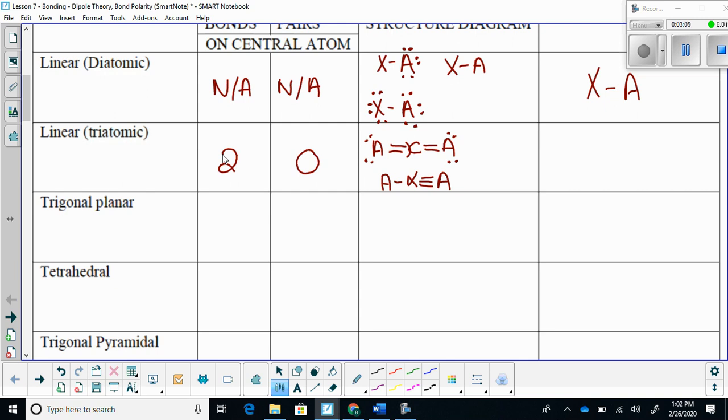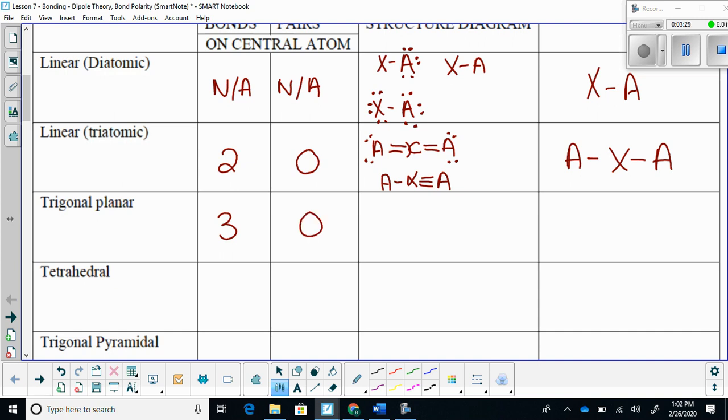Okay, so here, our VSEPR diagram will look like that. Again, we never show triple or double bonds on our VSEPR diagram. Moving on to our trigonal planar. There are three connections or three bonds, zero lone pairs on the central atom.